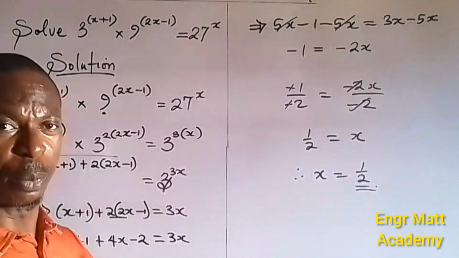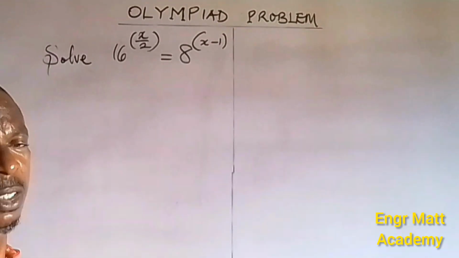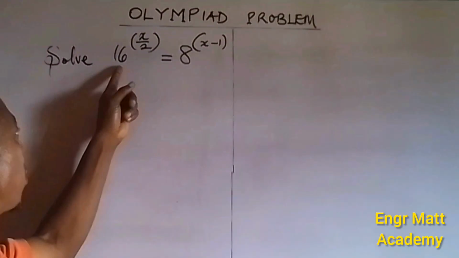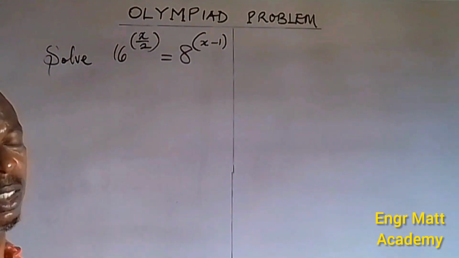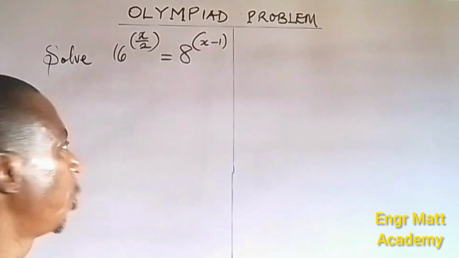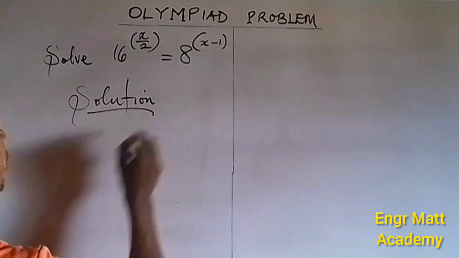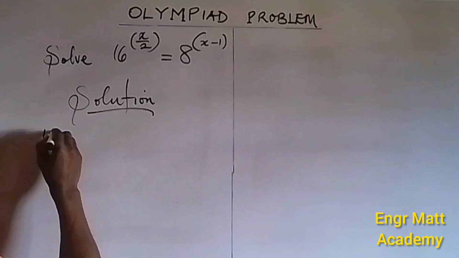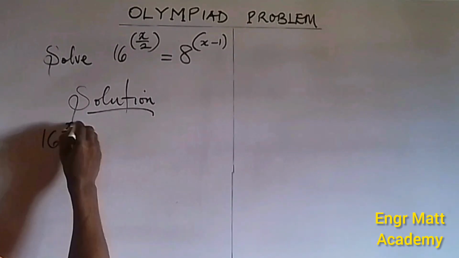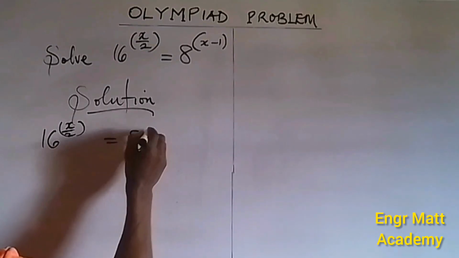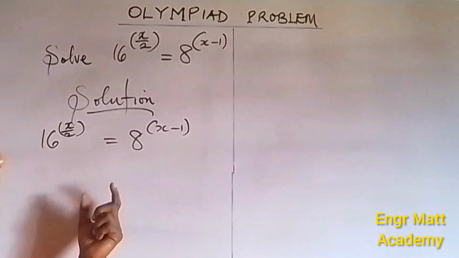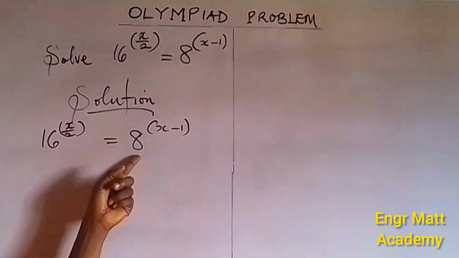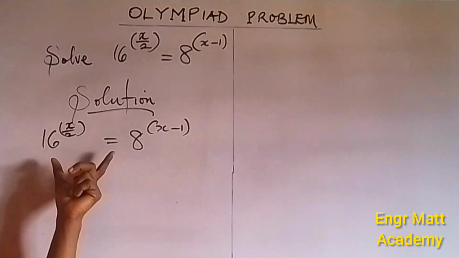Let us see another problem. Okay, here is the second problem. Solve 16 to the power of x over 2 equal to 8 to the power of x minus 1. Let's see the solution. 16^(x/2) equal to 8^(x-1). The question again, are these numbers related? Yes. Let's check it out.